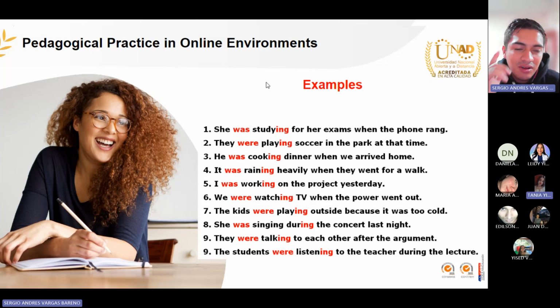Okay. She was studying for her exams when the phone rang. They were playing soccer in the park at the time. He was cooking dinner when we arrived home. It was raining heavily when they went for a walk. I was working on the project yesterday.